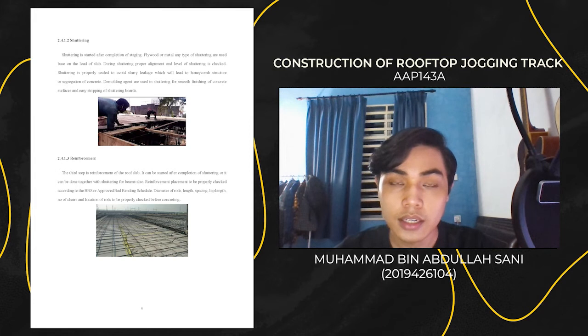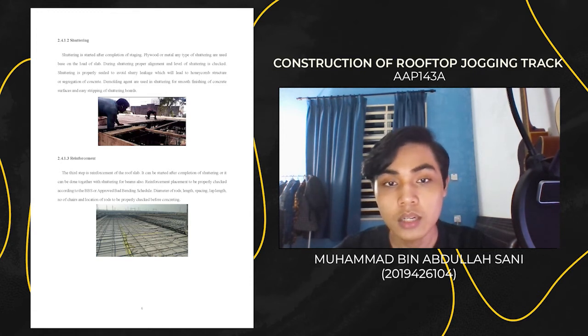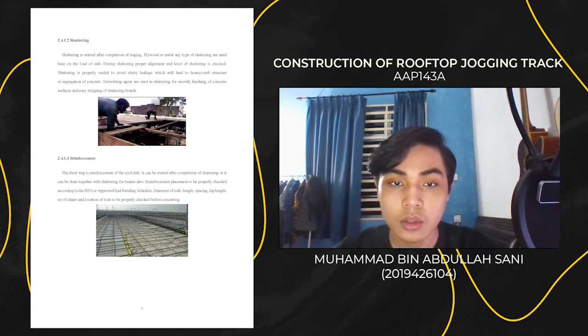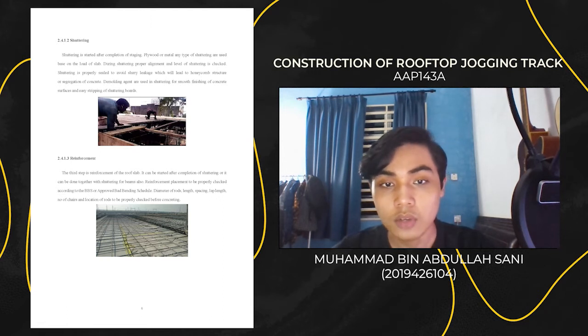After shuttering is done, the third step is reinforcement of the roof slab. It can be started after completion of shuttering or it can be done together with shuttering for beams. Reinforcement placement is to be properly checked according to the BBS or approved bar bending schedule. Diameter of rods, length, spacing, lap length, number of chairs and location of the rods are to be properly checked before concreting.